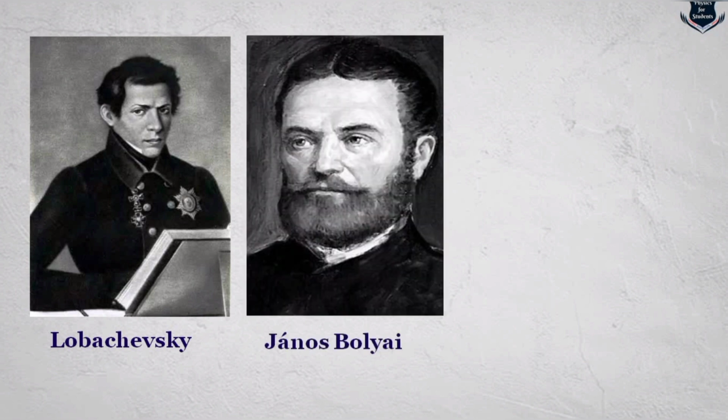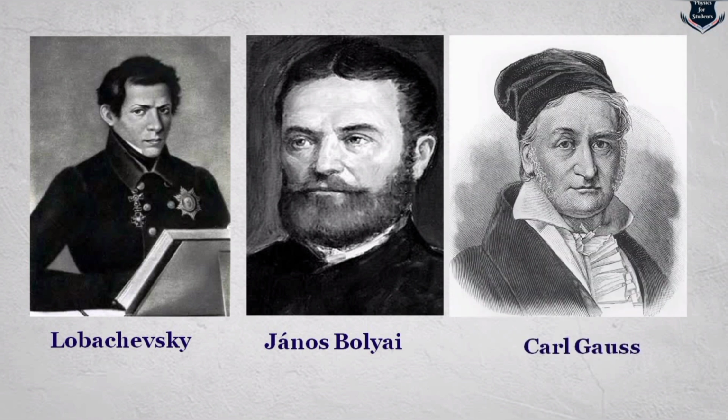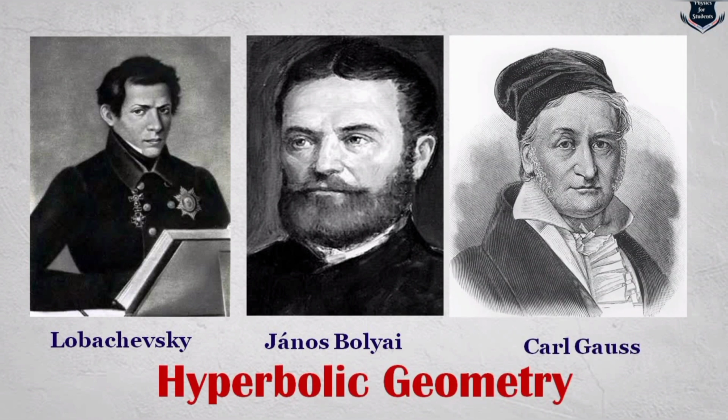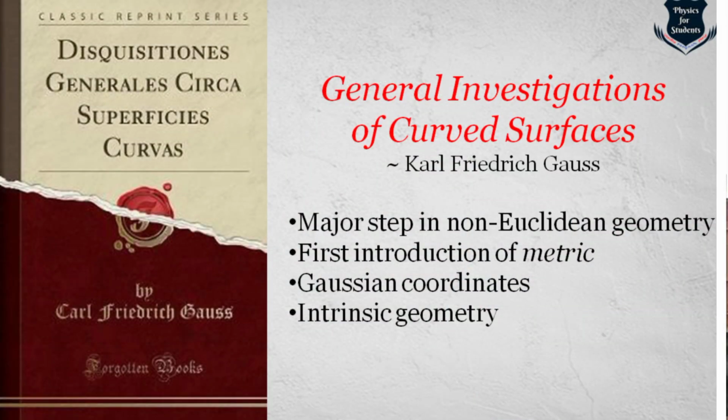So Lobachevsky, along with the Hungarian mathematician Janos Bolyai and the famous Carl Friedrich Gauss, founded what is called hyperbolic geometry. These three eminent figures contributed towards hyperbolic geometry, and as we will see, this triggered off the very starting point of differential geometry. This picture, or this book which you are looking at right now, is written by the Prince of Mathematics, Carl Friedrich Gauss. Now, you can just go through what I have written in the points.